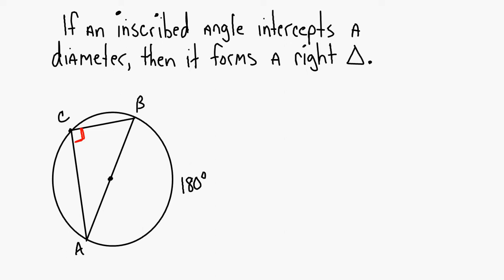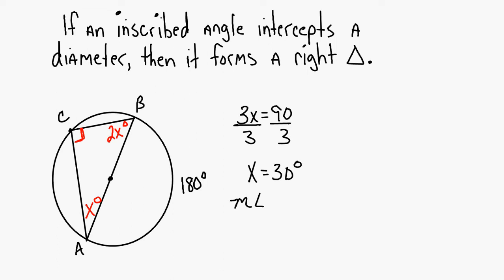Okay. And if angle A was x degrees, and angle B was 2x degrees, you could solve for x and find those angle measures, couldn't you? Because what do the three of those angles have to add up to? Yeah, the three of them have to add up to 180, and these two have to add up to 90 degrees, because the right angle is already 90. So 2x plus x, 3x, would have to equal 90. And if you divide by 3, your x is going to be equal to 30 degrees. And so the measure of angle A would be equal to 30 degrees. And the measure of angle B would be equal to 60 degrees. All right, that's an inscribed angle intercepting a diameter. It's going to form a right triangle every time.